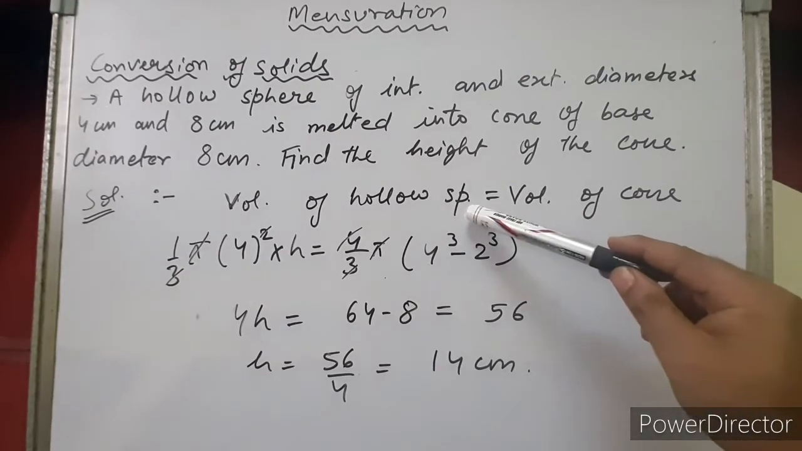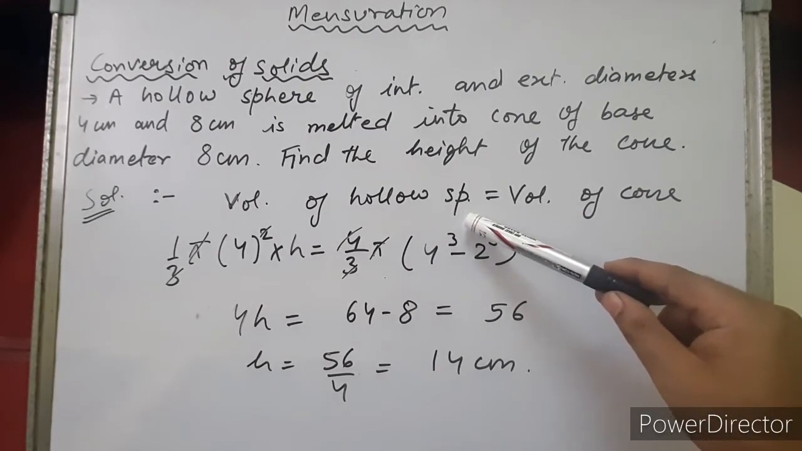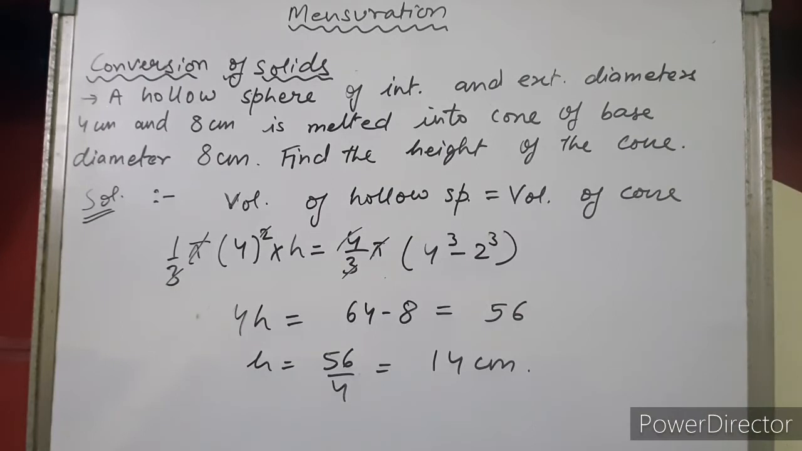Now, children, what is the formula for the volume of a hollow spherical shell? That is 4 by 3 pi, capital R cube minus small r cube. What is the formula for the volume of a cone? That is 1 by 3 pi r square h. That is the volume of cone. And 4 by 3 pi, capital R cube minus small r cube, where capital R is the external radius and small r is the internal radius.